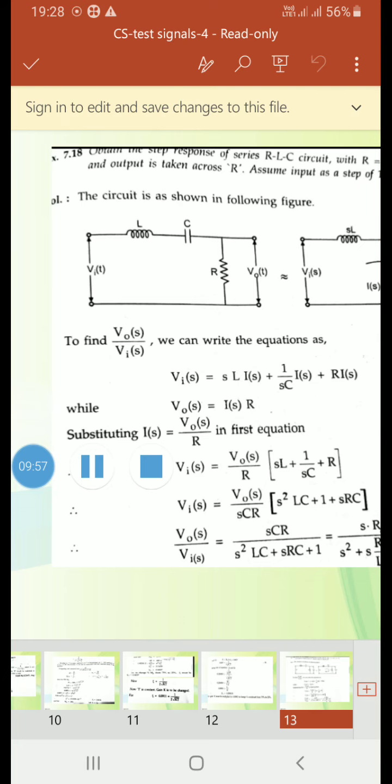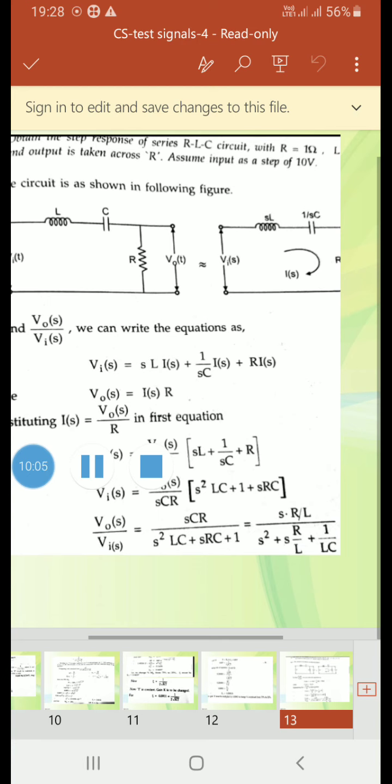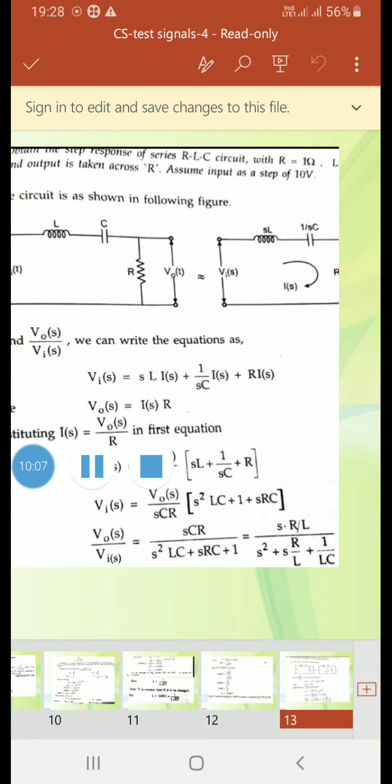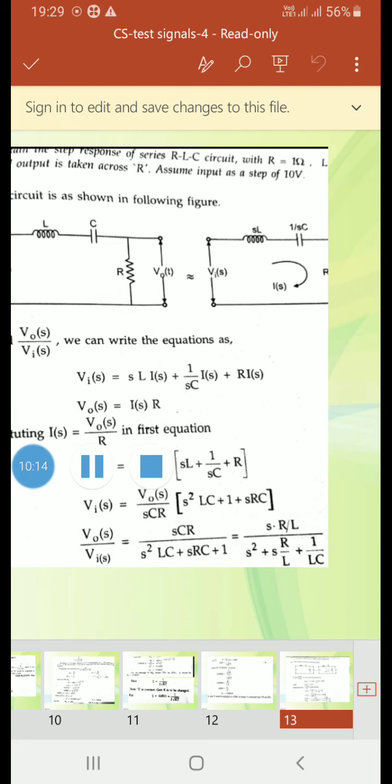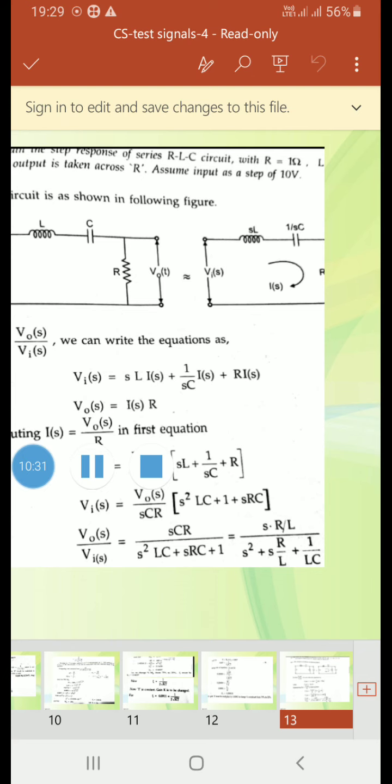So we can write the equations. First we'll write Vi of S is equal to SL I of S plus 1 by SC I of S plus R I of S. So Vi of S is equal to SL I of S plus 1 by SC I of S plus R I of S. V naught of S is across R, so V naught of S is equal to I of S into R.